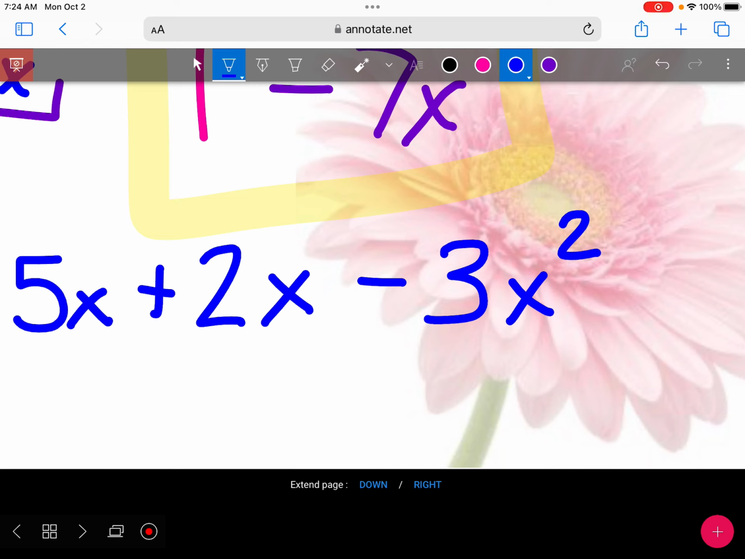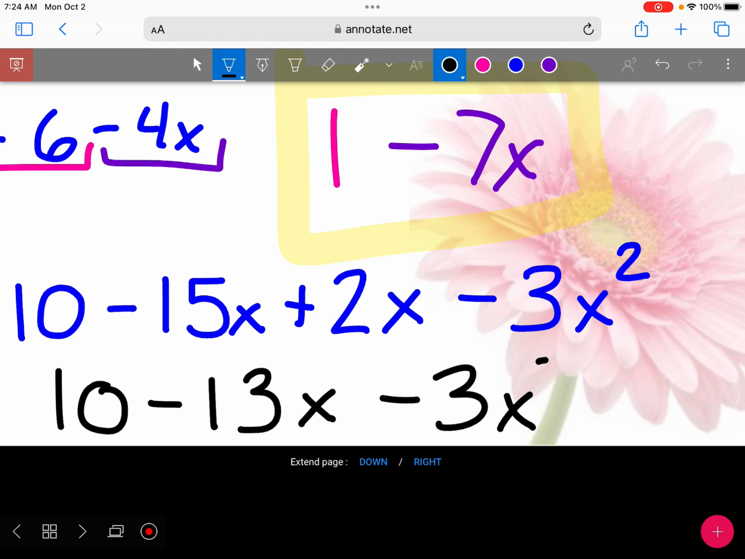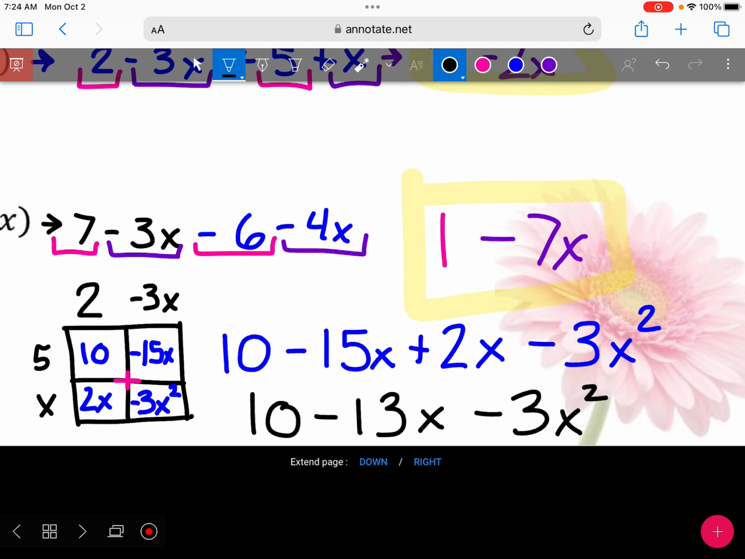The negative 15 and the 2 are both plain x's. So I have 10 minus 15 plus 2 gives us minus 13x minus 3x squared. And that is a perfectly fine answer right here.